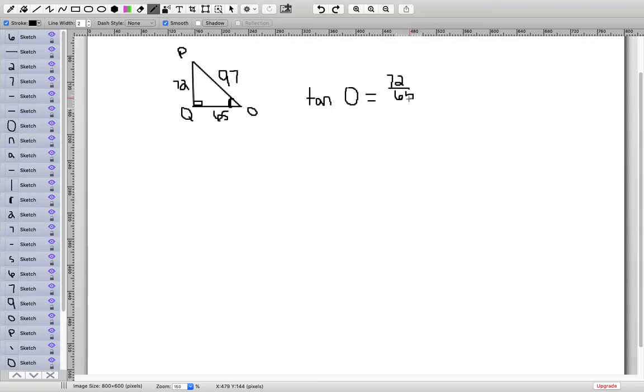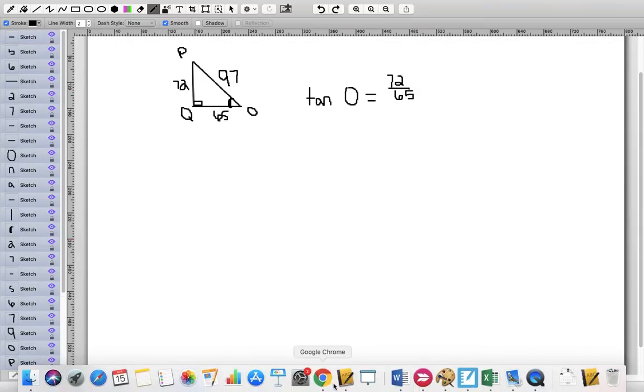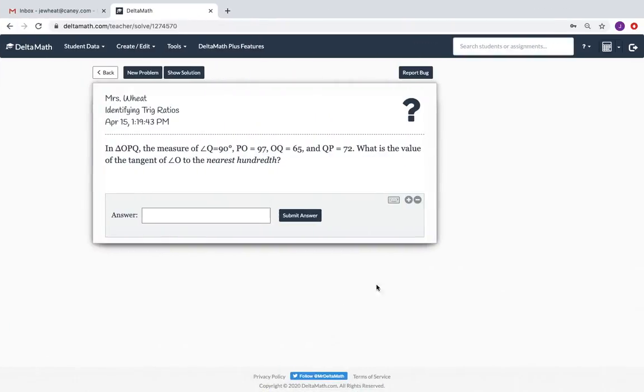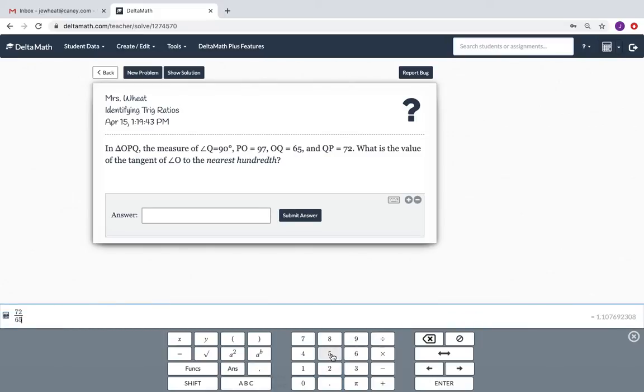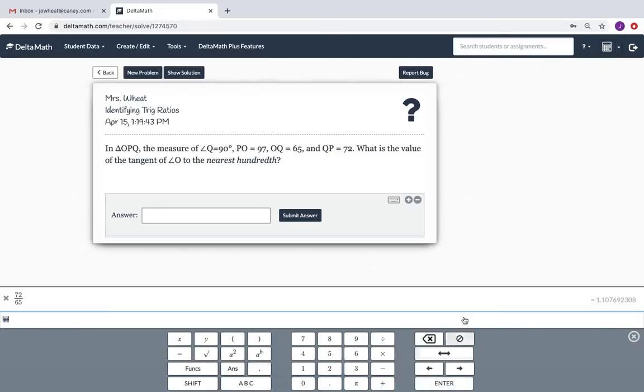Okay, now, since it wants it rounded to the nearest hundredth, we are going to go ahead and divide that. So 72 divided by 65. Let's go ahead and hit our calculator key. 72 divided by 65. And it wants it to the nearest hundredth. That's the second decimal place. So since our third decimal place is a 7, we're going to round this 0 up to a 1. So our answer is going to be 1.11.